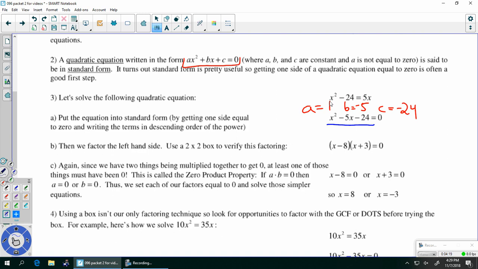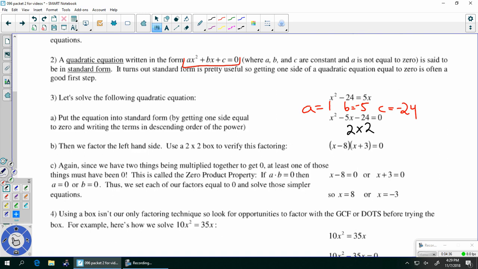Okay, so what do you do once you've got it written in this standard form? Well, you factor. And in this case, again, we go through the factoring in the same exact order every time. Greatest common factor of those three terms on the left-hand side is 1, so there's nothing to do there. Is it a difference of 2 squares? Nope, it's 3 terms. Nothing to do there. So then the only other option is the 2 by 2 box.